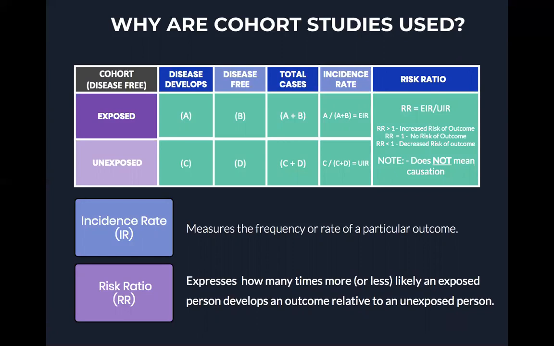The incidence rate measures the frequency or rate of a particular outcome. So it would be how many people have the desired outcome at the time that you have collected the data at the end. And the risk ratio is how many times more or less likely an exposed person is to develop an outcome relative to an unexposed person. So an example of this would be if you were exposed to coronavirus, how many times more likely are you to develop it in relation to an unexposed person?